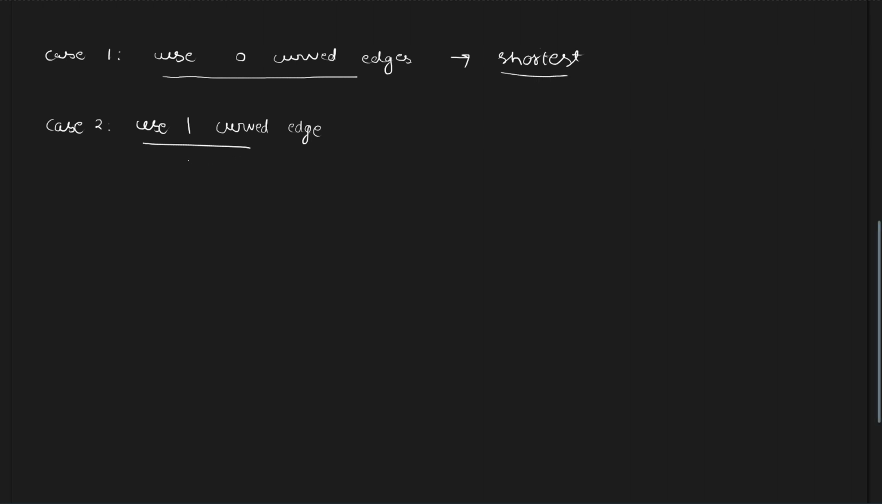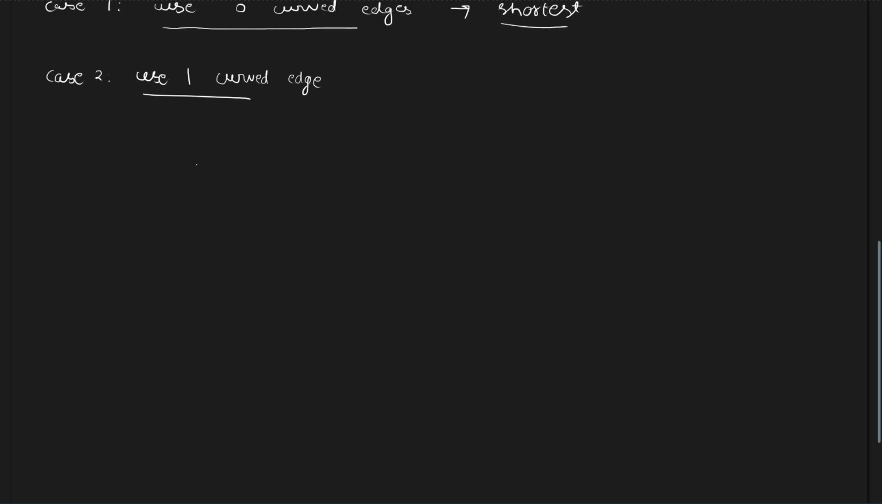So we need to focus more on using one curved edge, right? I'll give you an example of how this problem can be easily solved. It's just a bit of observation. For example, if I have my source here and I have my destination here, right? And let us take two random nodes x and y. So this is x and this is y.